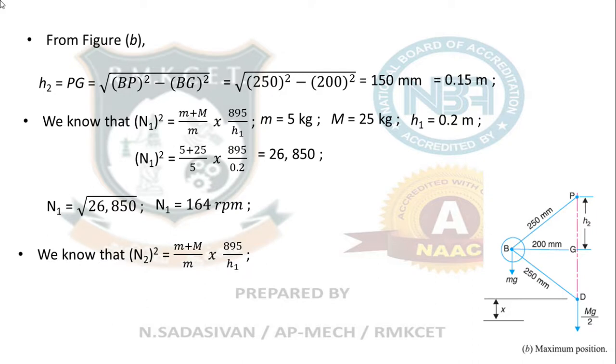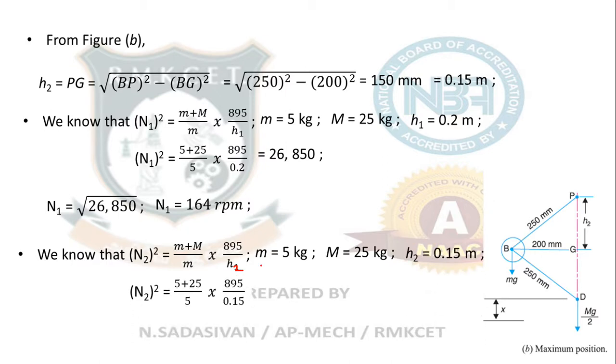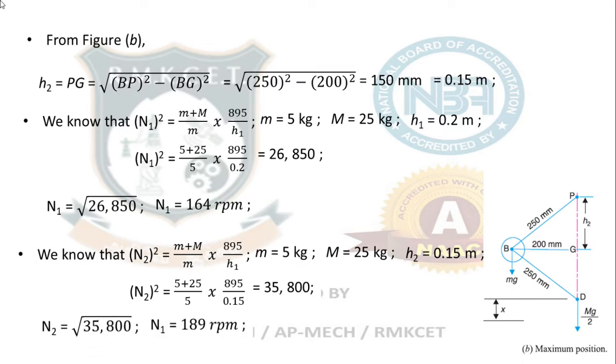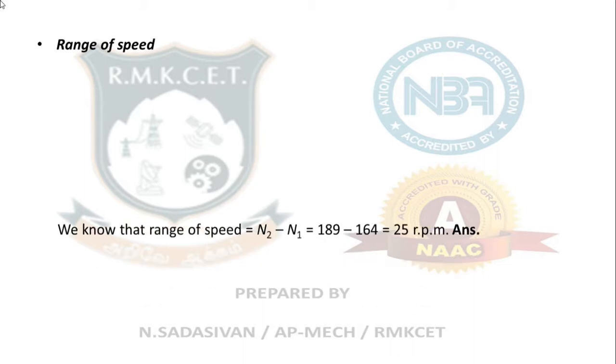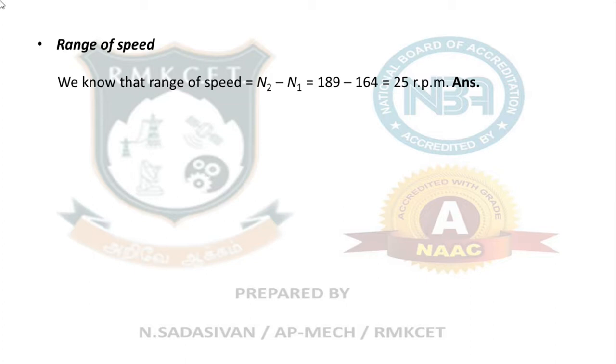Similarly, for the second high speed case, mass 5 kg, 25 kg, h2 is 0.15. Substitute all the numbers. So ball mass 5 kg, sleeve mass 25 kg, again ball mass 5 kg, and 895 by h2, which is 0.15. On solving this, I get 35,800. Take the square root, we'll get 189 rpm. Now for this first case, the frictionless case, the range of speed N2 minus N1 is 189 minus 164, which is 25 rpm.